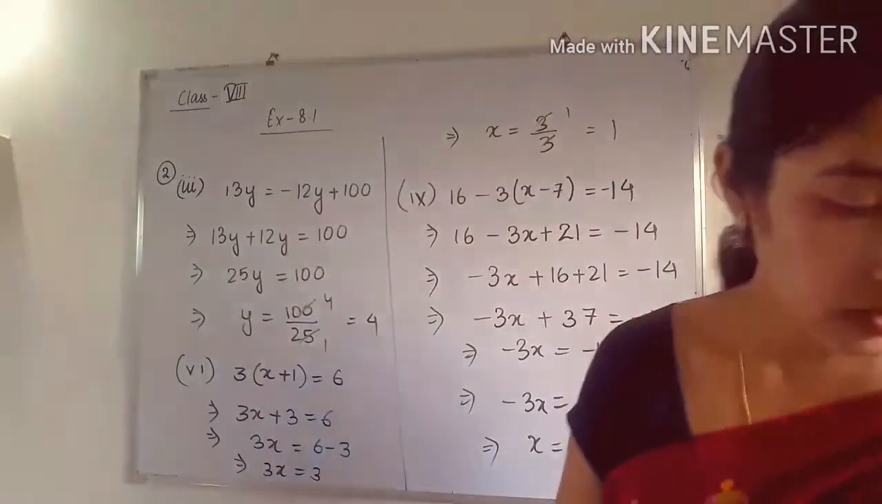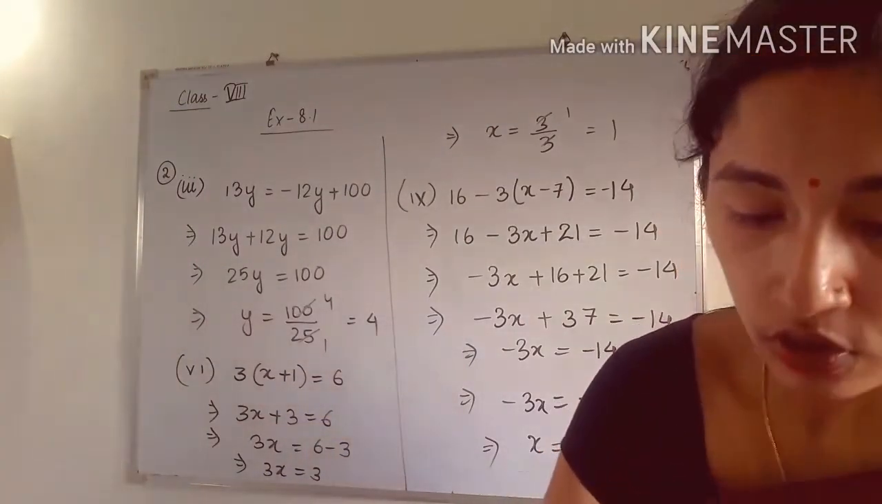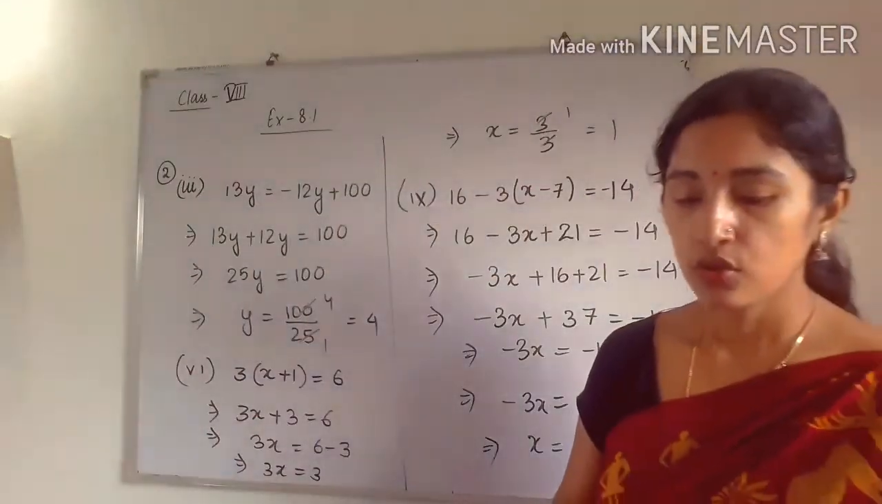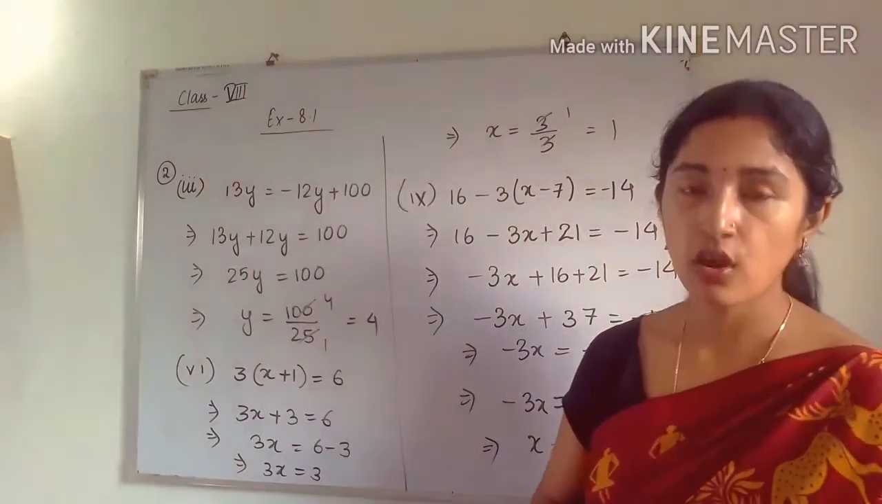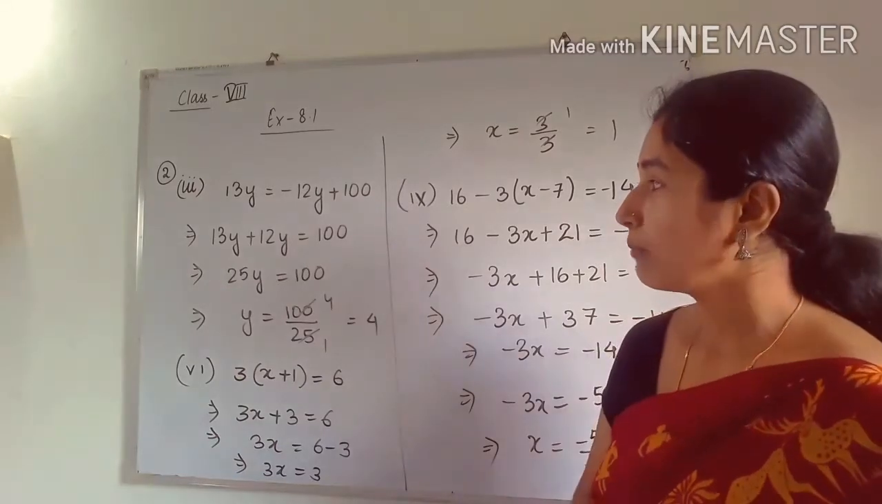So see students, try to do the remaining questions of 1. I am just guiding you, I am giving you the hints how to do. Okay. So see, number 2, here also you have to find the value of the unknown. So I am doing number 3.